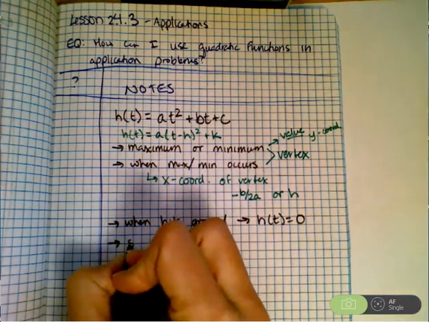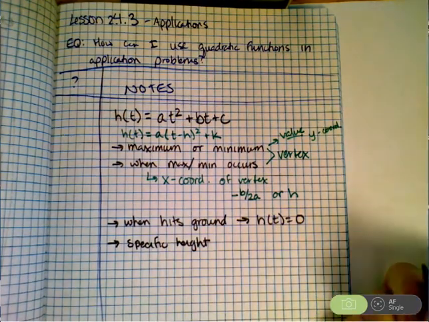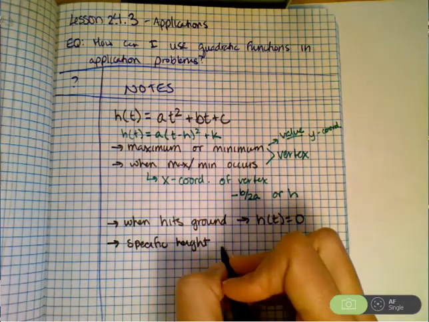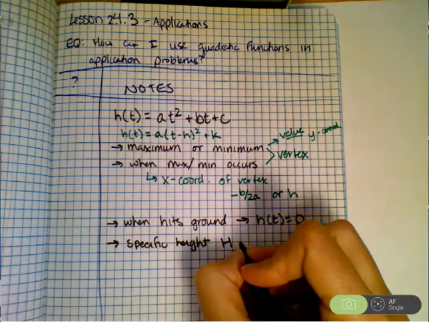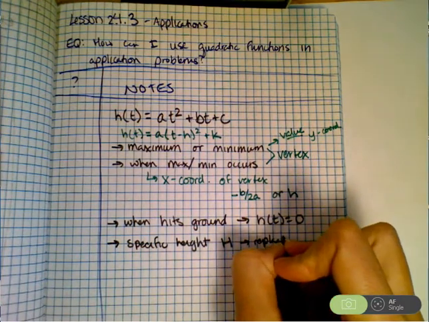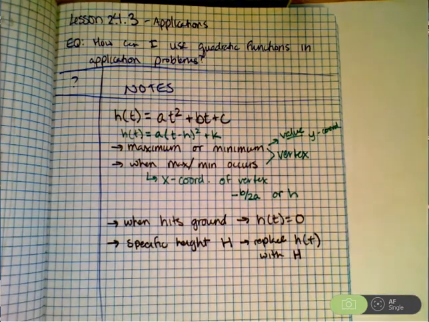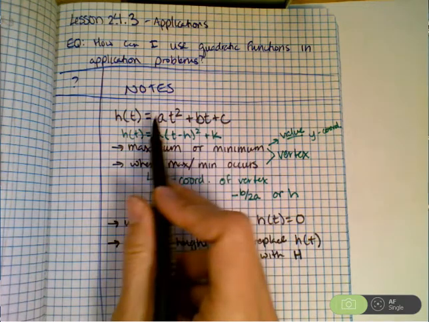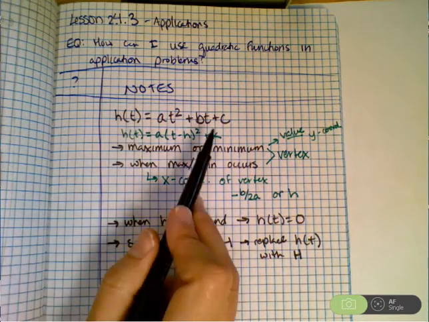Or you might want to know another specific height. Say you want to know a specific height, we'll just call it capital H. So you want to know when the ball is 12 feet off the ground. Well, then you just replace the h of t again with whatever that specific height is. And again, you'll get an equation, so you'll have a capital H equals this. You'll have a quadratic equation that you can solve. Remember, when you're solving quadratics, you always move that to the other side.